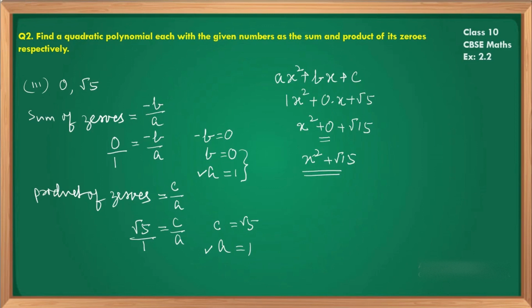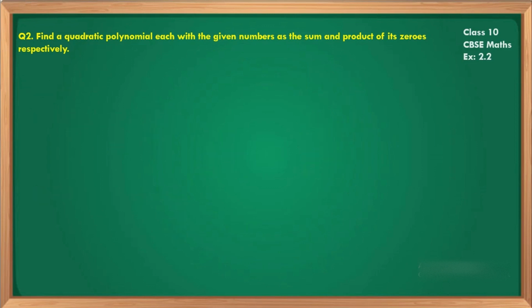Now we move on to the fourth question. The fourth question is 1 and 1. That means 1 is the sum of zeros and 1 is the product of zeros. Let us write down that. Minus b by a. 1 upon 1 is equal to minus b by a.